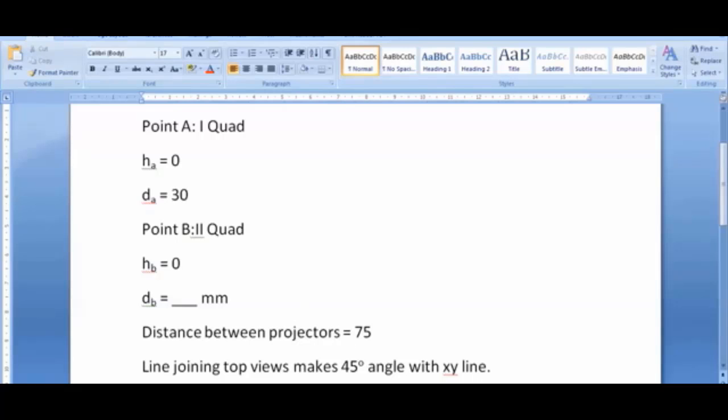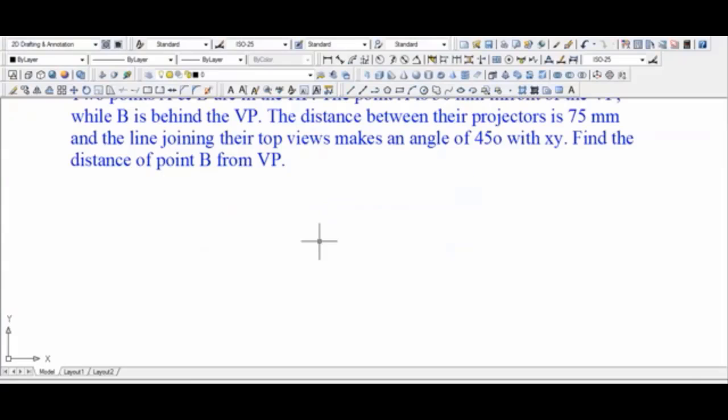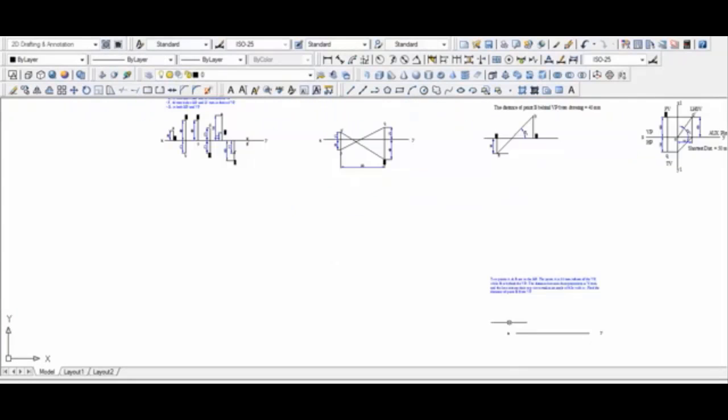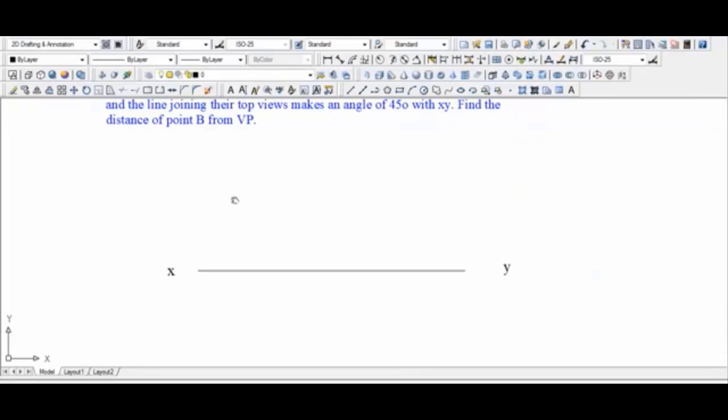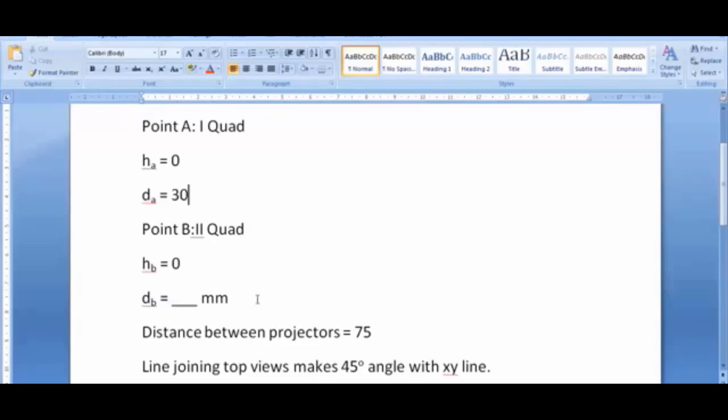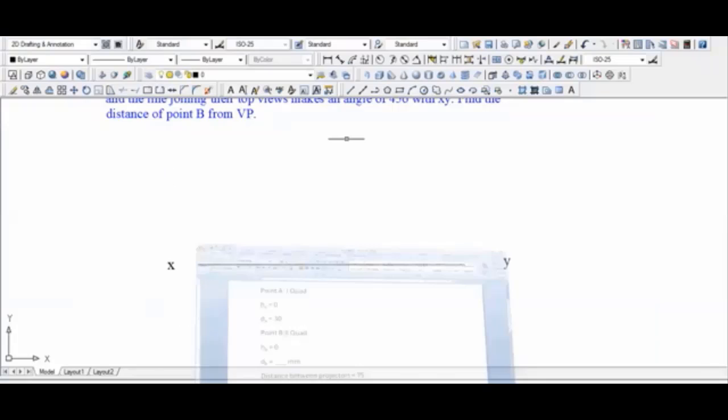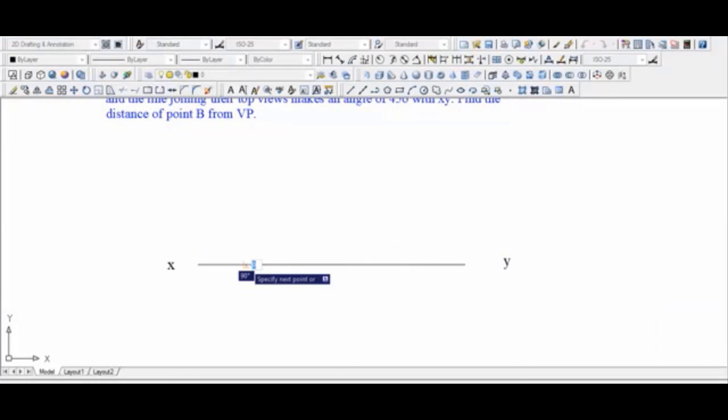So let's do this quickly, and we need to start by drawing an XY line. Here it comes. This is the very popular XY line, and we have the distance for H as 0 and D as 30, so it's going to be somewhere here. H is 0, so it is going to be lying on the reference line, and D is 30. With H you need to put a dash, and since the name of the point is A, it's got to be A dash, and this over here is simply A. So this is the front view, this is the top view. And this dimension over here is 30 millimeters.